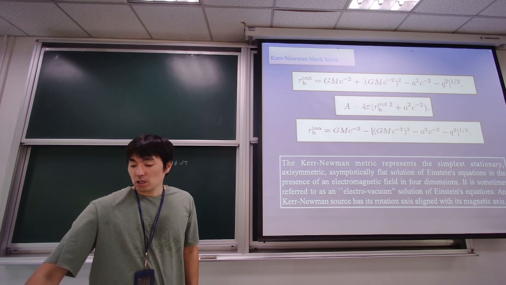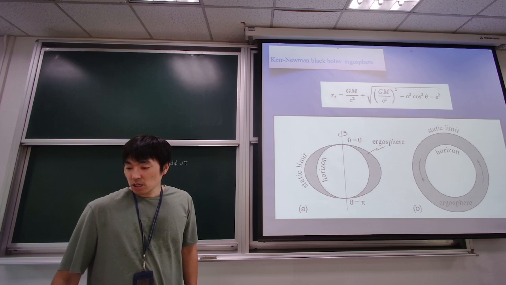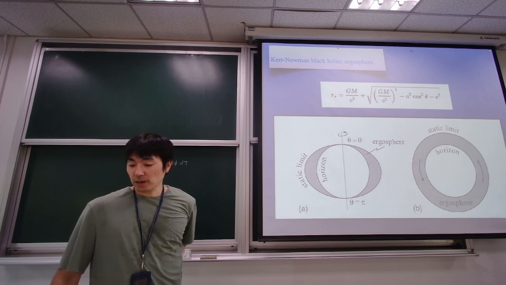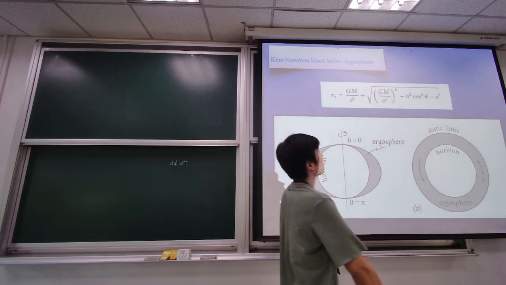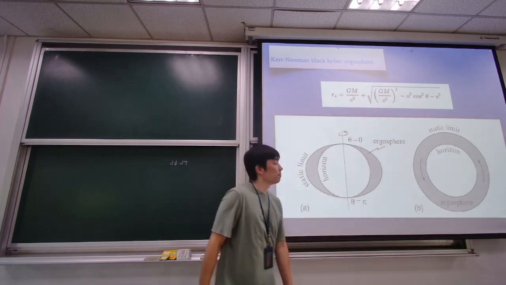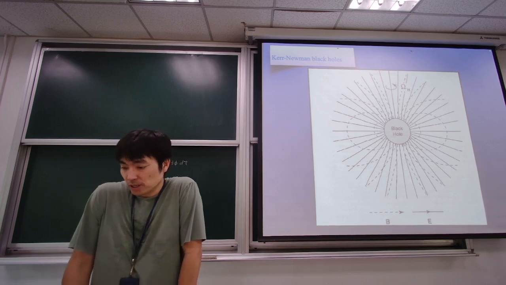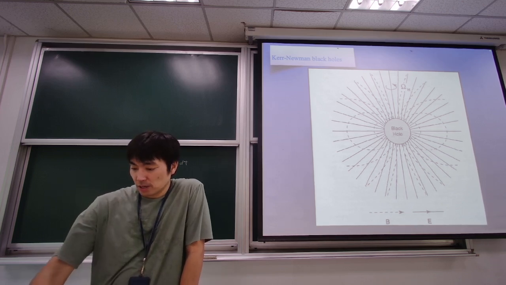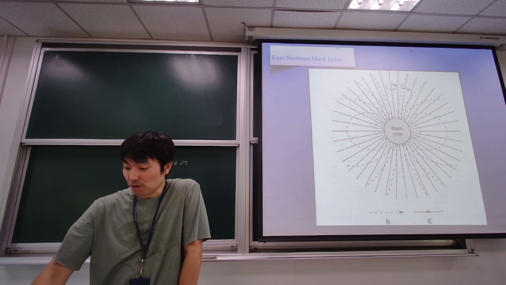Okay, so that's the case. And then it also has an ergosphere. In fact, one can solve in the presence of the electric field. You can add this term. So it's almost the same as what we have learned so far. So this is the electromagnetic field coming from the black hole.